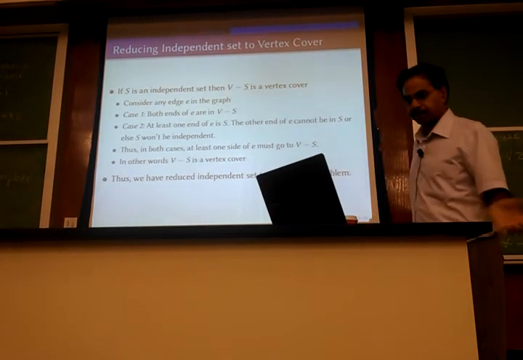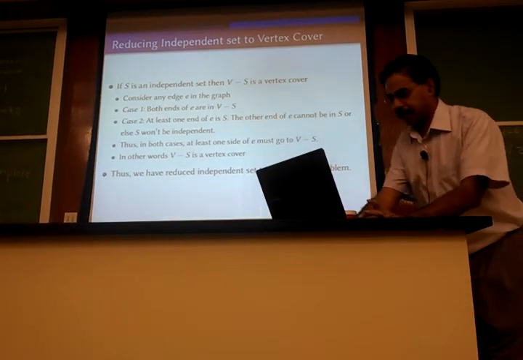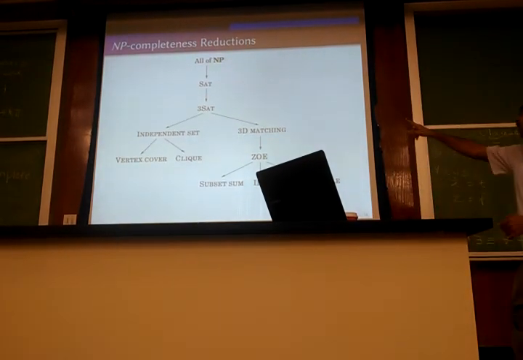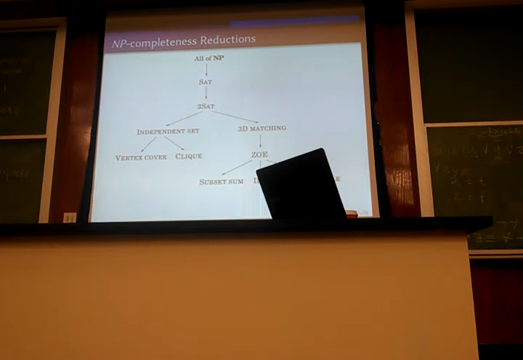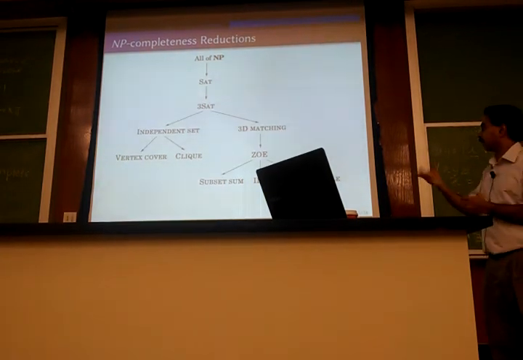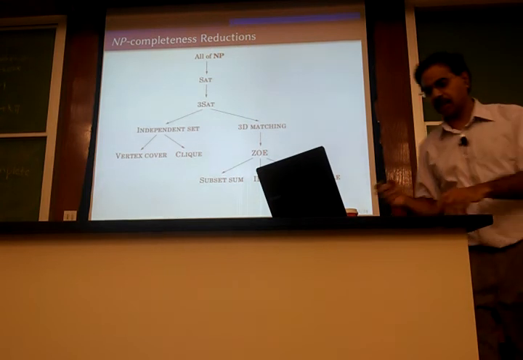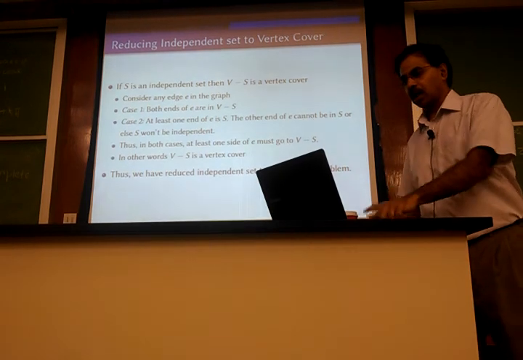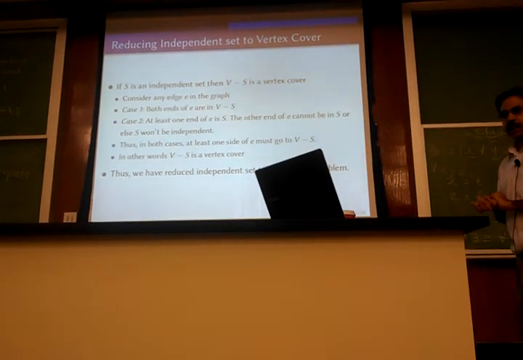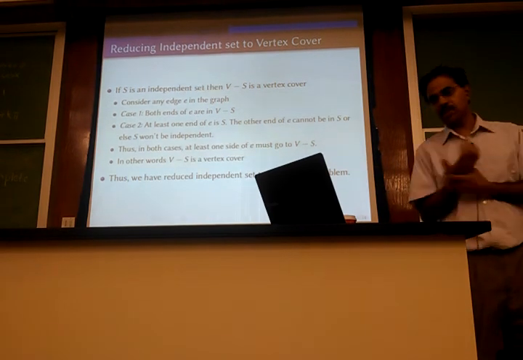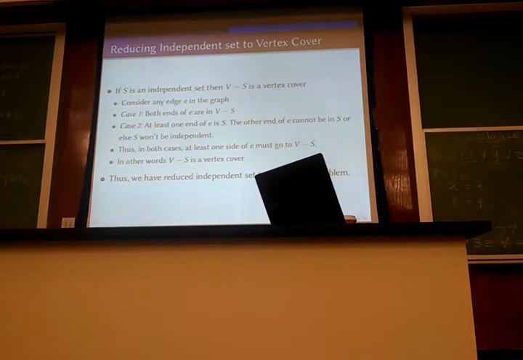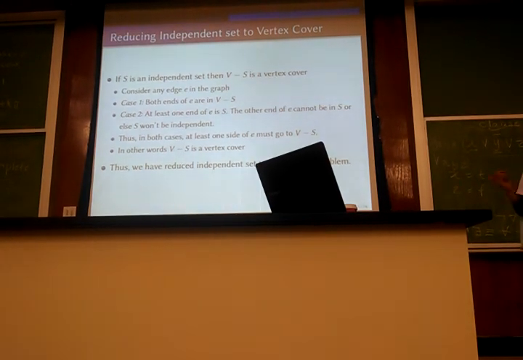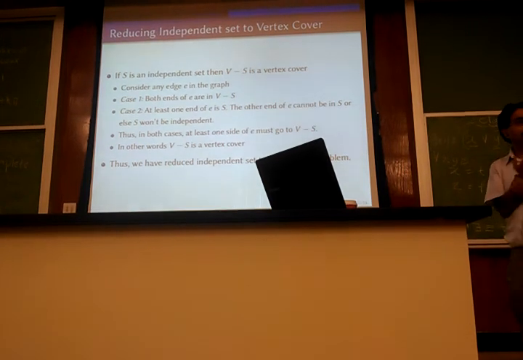Okay, now going back. So we have done all of NP to SAT, SAT to 3-SAT, and we have done independent set. We'll very quickly cover vertex cover and clique because they are actually trivially reducible. Okay. Now independent set to vertex cover. Well, it's very simple because if S is an independent set, then V minus S is a vertex cover.